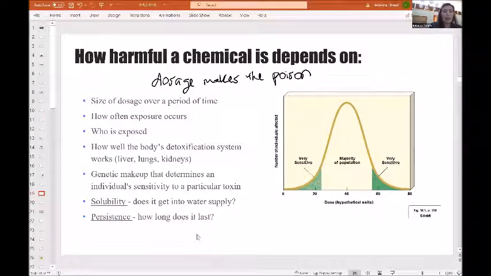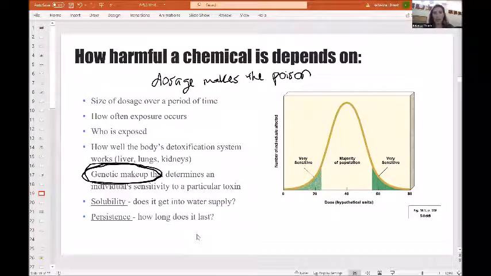We also need to look at the sensitivity of a particular population. We talked about this a little in the first few units: a population of organisms is genetically diverse. That means you're going to have some that are very hardy against particular environmental variables, and those that are very sensitive to it. It's the same thing when it comes to dealing with chemicals.